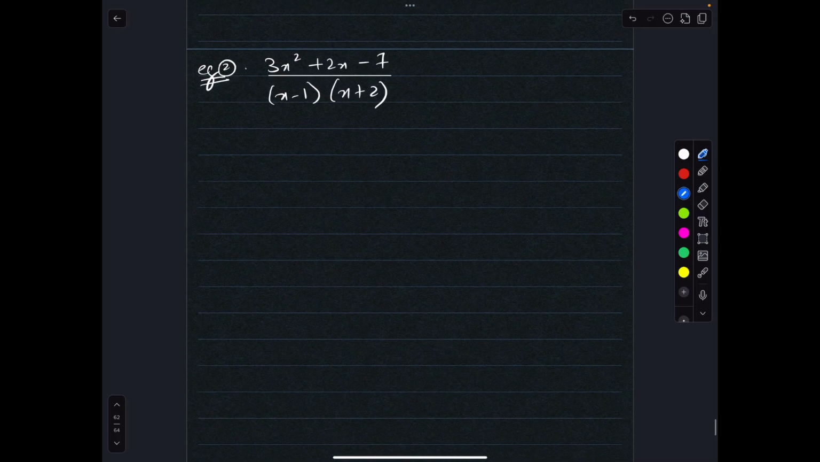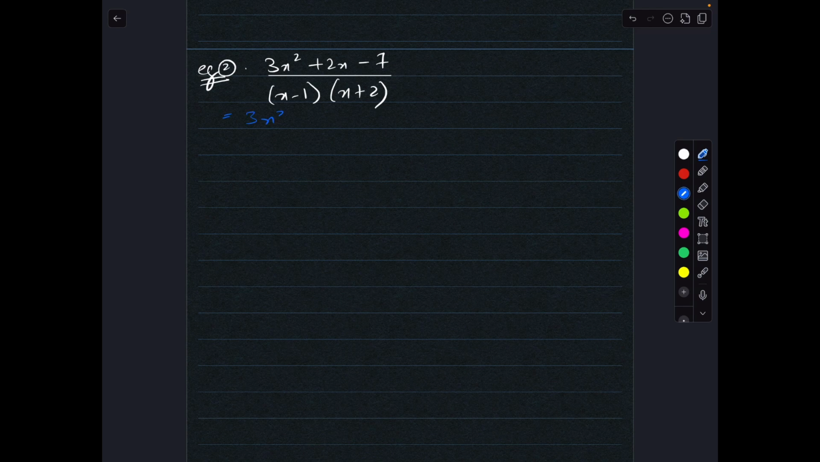So moving on to our second example: 3x squared plus 2x minus 7 over x minus 1 times x plus 2. The denominator is factorized, but we do know that it will turn out to be a quadratic. Thus, the maximum power of the numerator is equal to the maximum power in the denominator. So it is an indication that an improper fraction is being considered. Thus, I must apply long division.